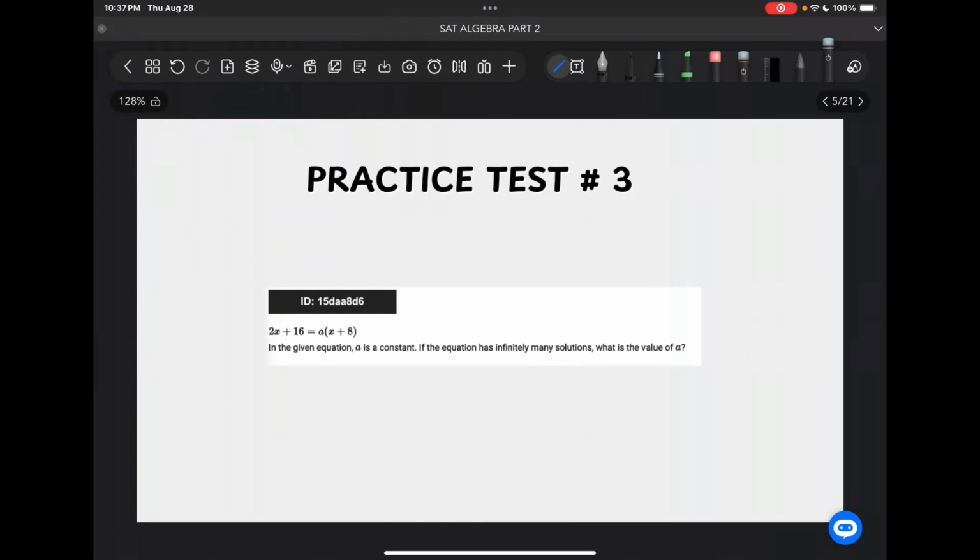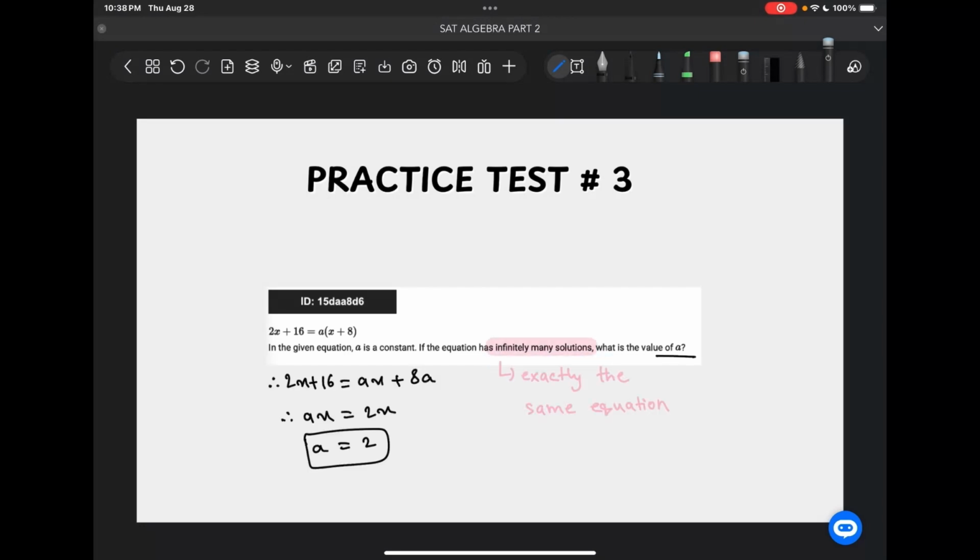You guys can pause the video and attempt it. I would say this is a pretty simple question. We solved similar kinds of questions in our last video. We are given 2x plus 16 equals a(x plus 8). In the given equation, a is a constant. If the equation has infinitely many solutions, what is the value of a?